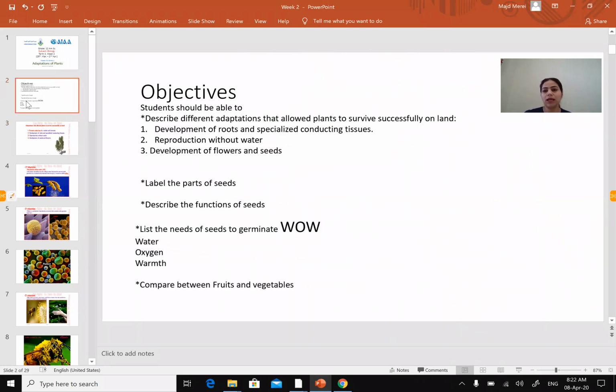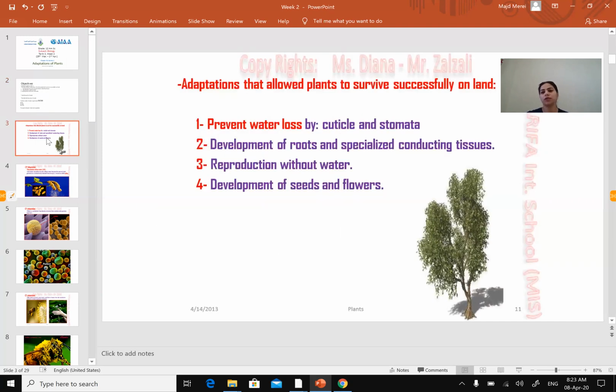In the second week, you learned about the other three adaptations, which are development of roots and specialized conducting tissues, reproduction without water, and development of flowers and seeds. Plus, in this session, we will discuss the different parts of seeds. You should be able to label them, describe the functions of seeds, and say what seeds need to germinate. Finally, you will learn how to compare between fruits and vegetables. So let's start with the adaptations that allow plants to survive successfully on land.